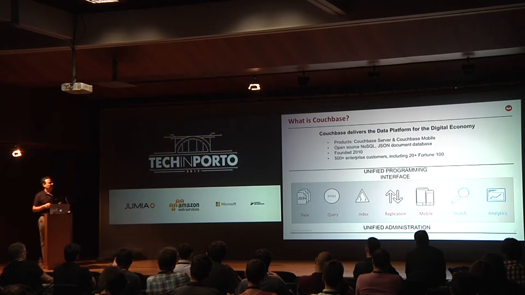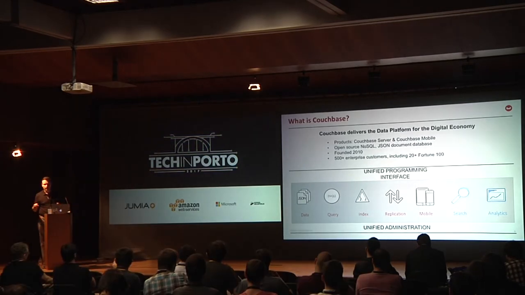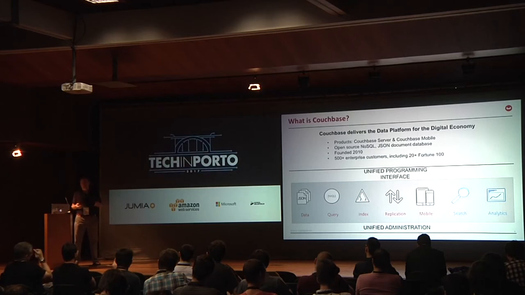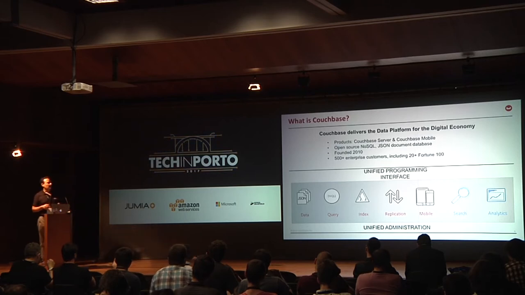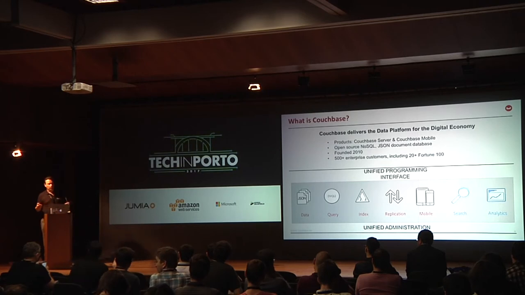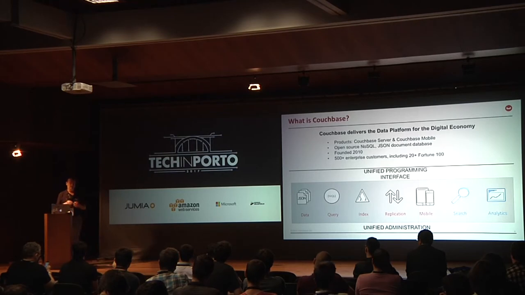We have a very interesting technology we call N1QL. N1QL is a SQL implementation for JSON. The good news is that many people coming from the relational world already know SQL, so it's very easy for them to start with Couchbase. Then we have a powerful index engine. As with any other database, if you want fast queries, you need indexing. We also have replication. We are a distributed database, and we replicate at two levels, at the cluster level and at the data center level.